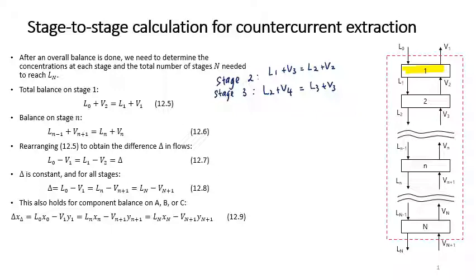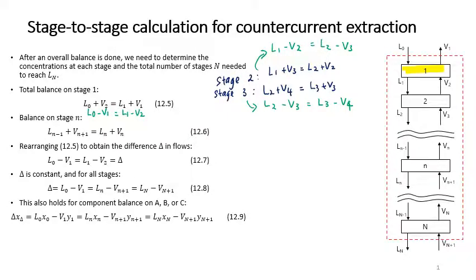And then if we want to rearrange from equation 12.5 for stage 1, you can rearrange this equation to get L0 minus V1 equal to L1 minus V2. And from stage 2 here, you can also rearrange L1 minus V2 equals L2 minus V3. And from stage 3 here, you can also rearrange L2 minus V3 equals L3 minus V4. Okay, so you see the pattern here.